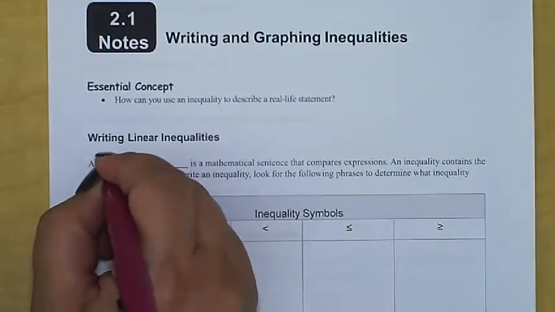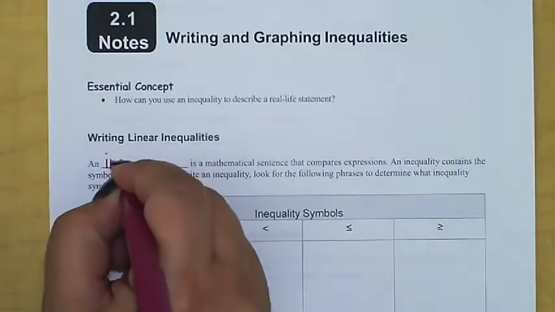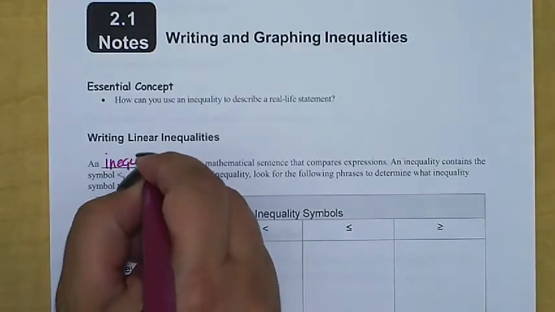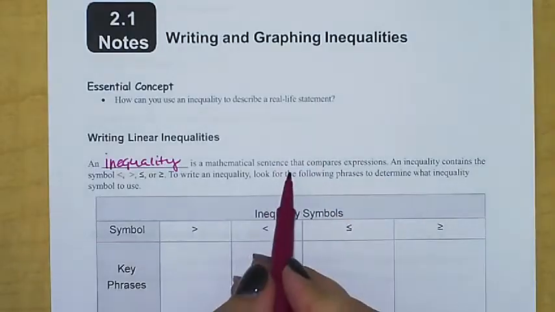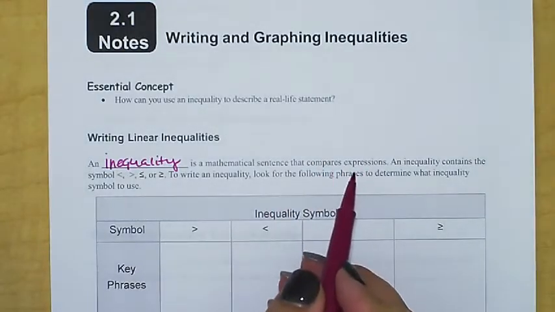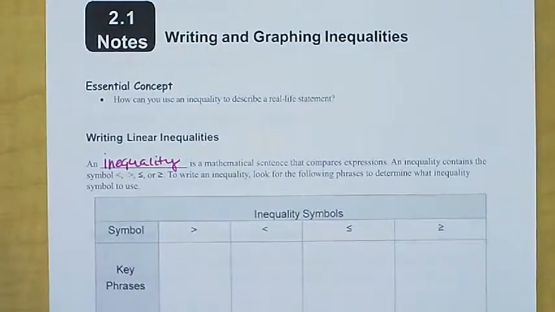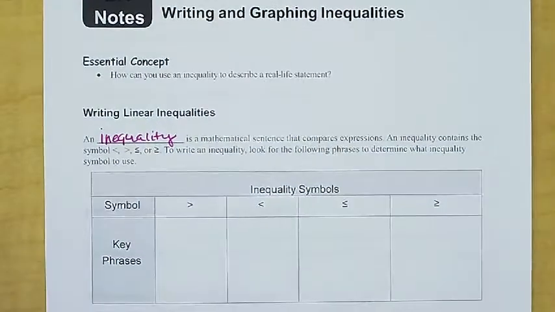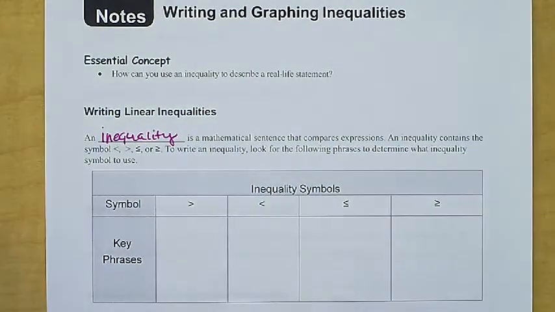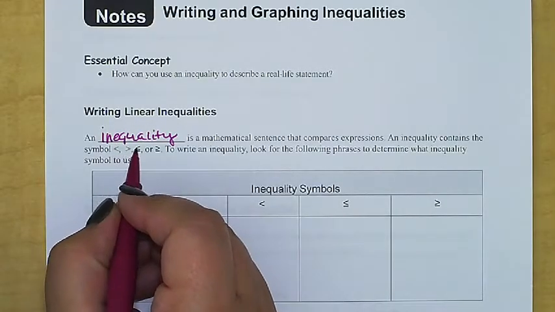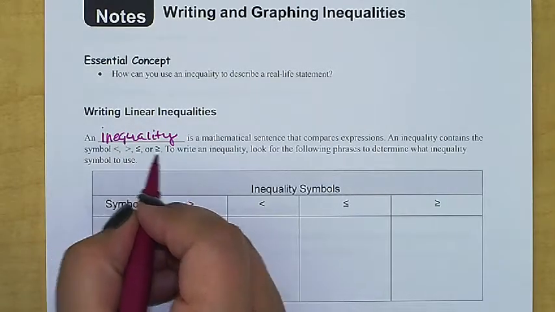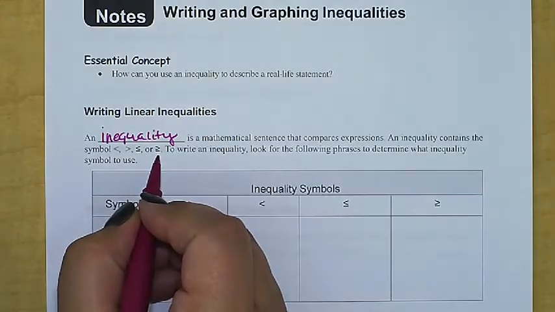So an inequality, let's write that down. An inequality is simply a mathematical sentence that compares two expressions. And more specifically, it compares expressions that are not strictly equal to each other. They're either less than, greater than, less than or equal to, or greater than or equal to.